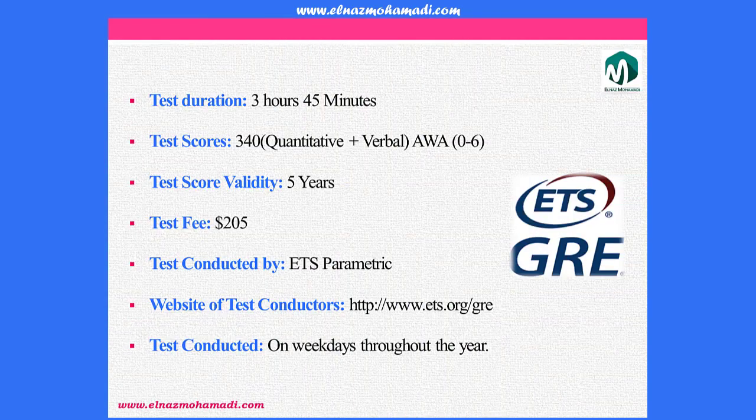Test duration takes 2 hours and 45 minutes, or nearly 4 hours. Test score 240, quantitative plus verbal. AWA means analytical writing, it's 0 to 6. Test score validity is 4 years. Test fee is $205. Test conducted by ETS. Website of the test conductors is ets.org in the page GRE, and tests are conducted on weekdays throughout the year.